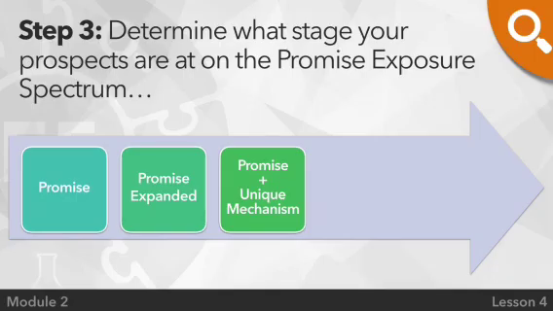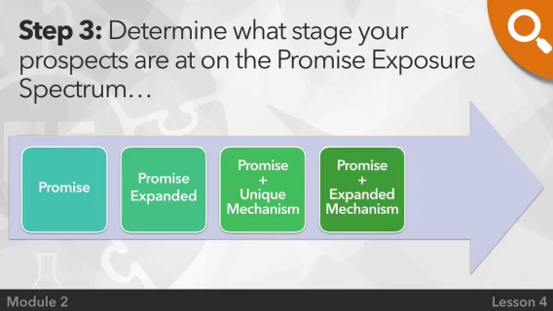And so what happens is over time, when competitors see that another company or another marketer are having success with a unique mechanism, they come along and they knock off that unique mechanism, right? And then it begins to work less and less, meaning response rates begin to decline. That's when you see prospects evolve to the next stage of the promise exposure spectrum. And this is where we have the promise and the expanded mechanism. The expanded mechanism is the unique mechanism similar to stage two, just expanded. So it is the unique mechanism.